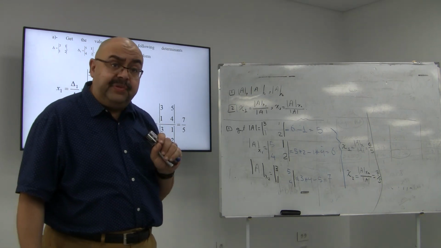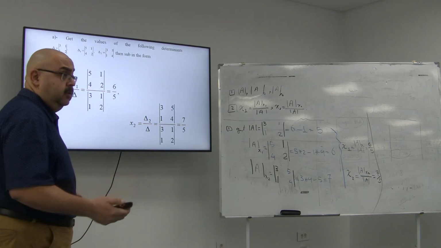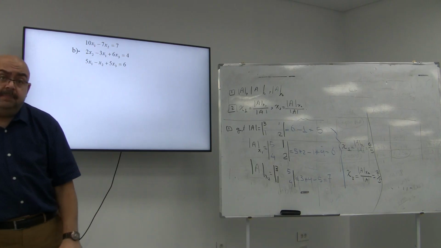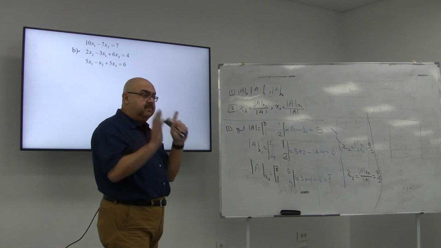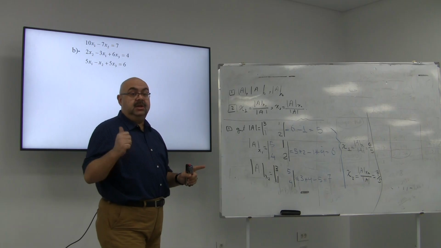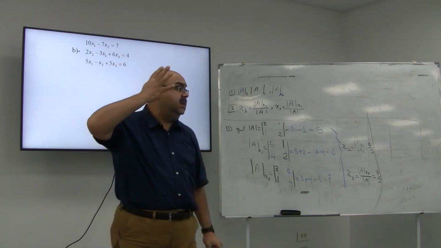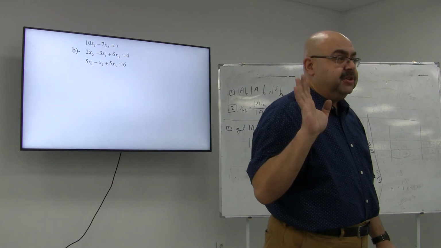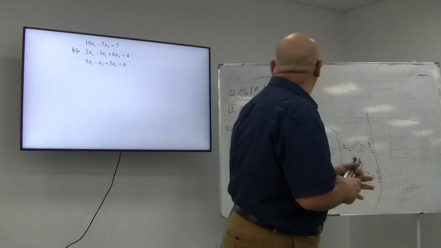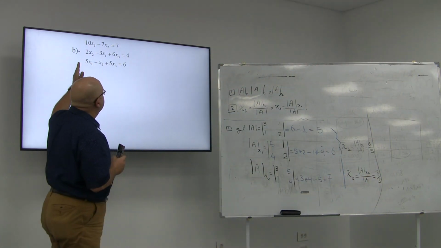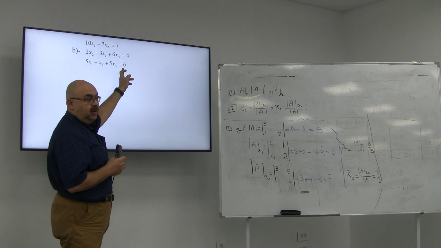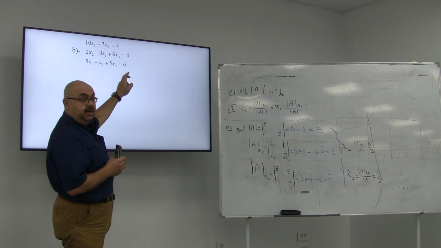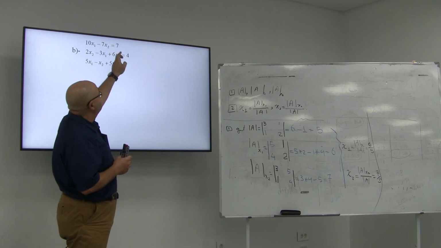What if I would like to use Cramer's method in order to solve this system of equations? It's going to be exactly the same way. But in this case, how many determinants should I evaluate? 4 of them. The first is the coefficient matrix. The second one, I will replace the x1 column by 7, 4, and 6. The second one, I will replace the x2 column by 7, 4, and 6. The third one will be replacing the third column by 7, 4, and 6.